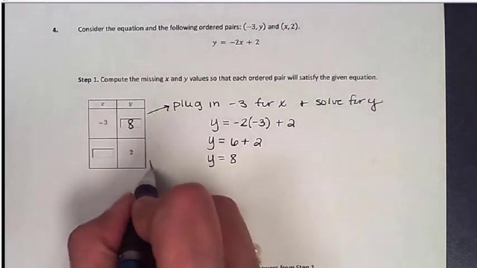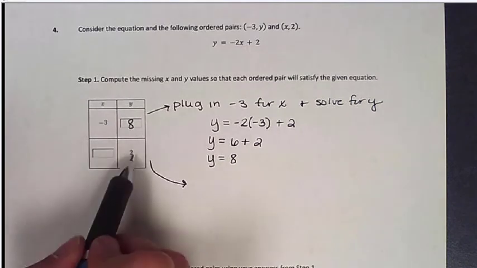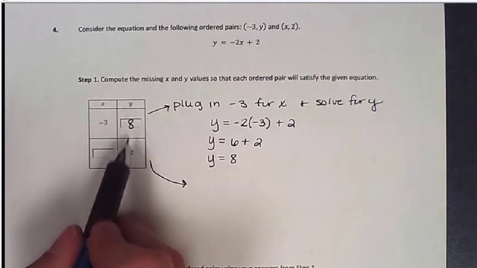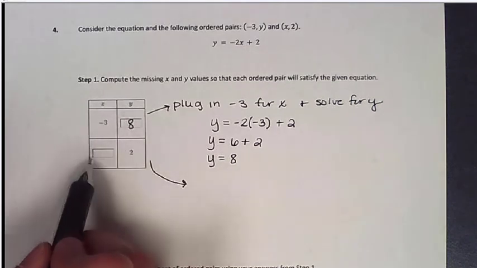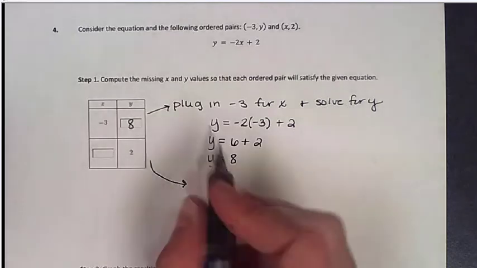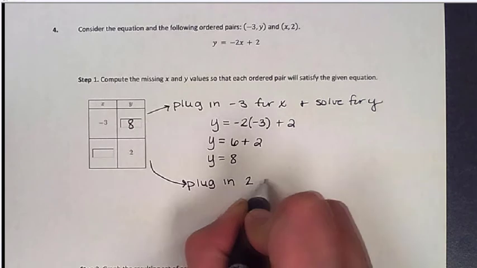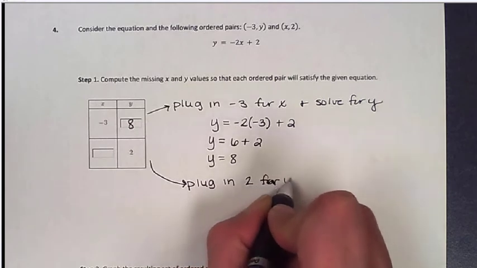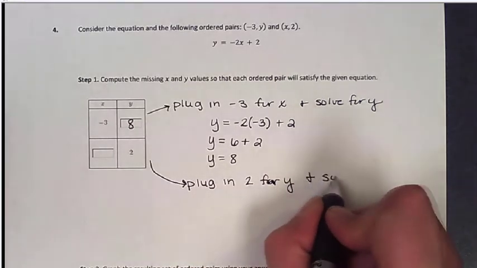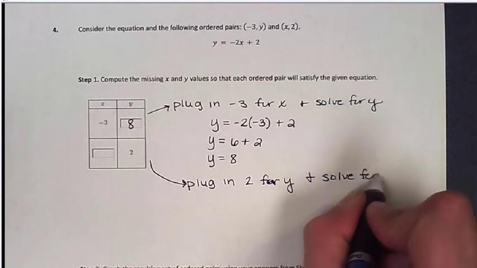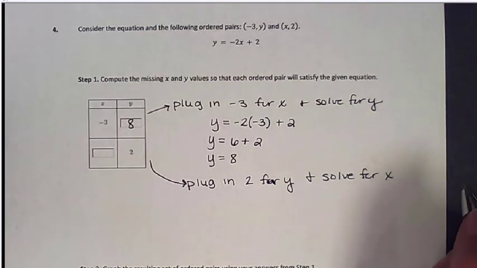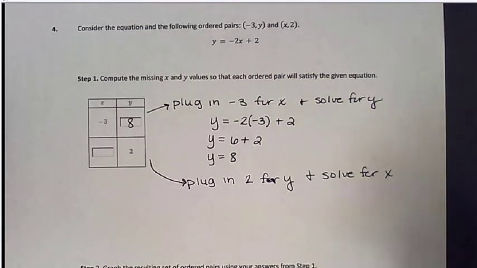We're going to do something very similar here, but notice that my 2 is in the y column this time, and I have a box here for my x. So this time we're going to plug in 2 for the y, since it's in my y column, and we're going to solve for x. It's really important that you understand what we're doing here, because this is kind of the backbone to graphing lines, is to be able to plug in a number for an equation and find its corresponding value.